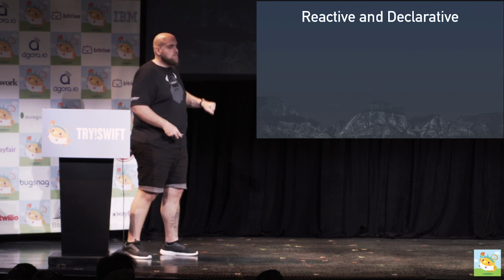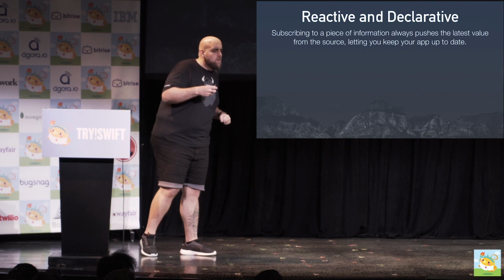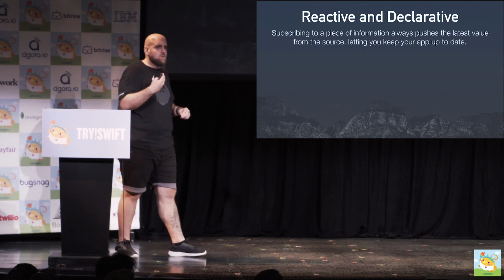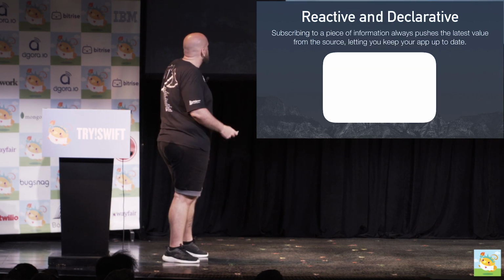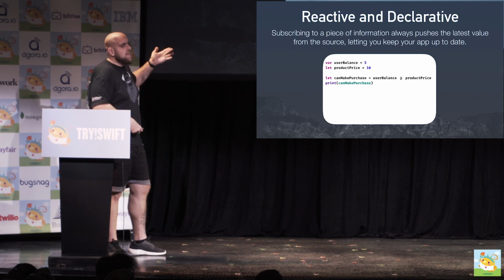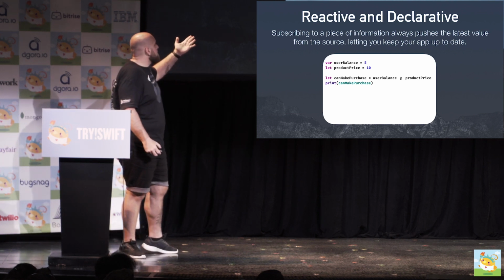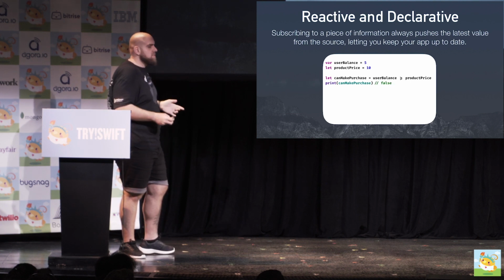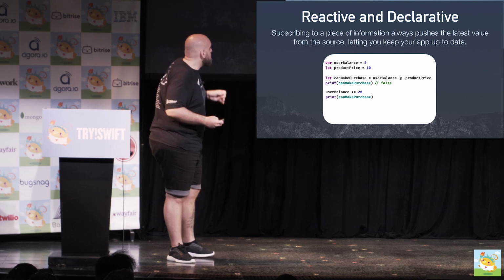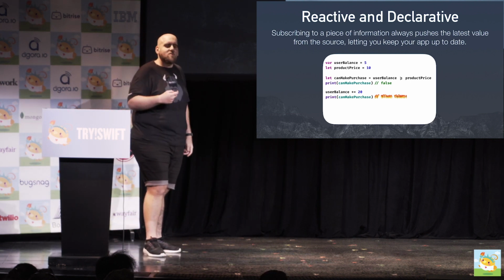Also, now the big two words, reactive and declarative, the fancy buzzwords. When you subscribe to a piece of information, you always get the latest value from it so you can update your app. Let's look at an example to really illustrate it. We have a user that has some money. They have $5 and they want to purchase a $10 product. Can they make that purchase right now? The answer is false. They don't have enough money. Later on, they go to an ATM. They get $20 more, and now they have $25. Can they make that purchase? That would still say false.